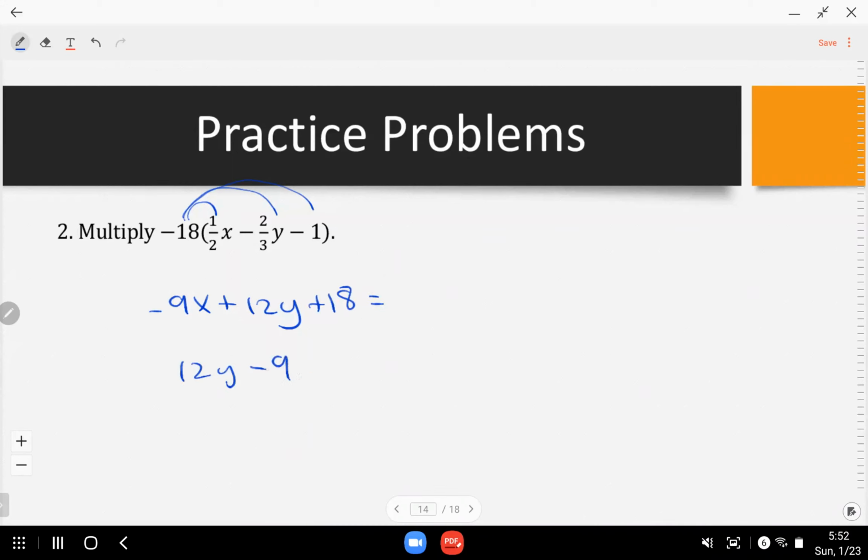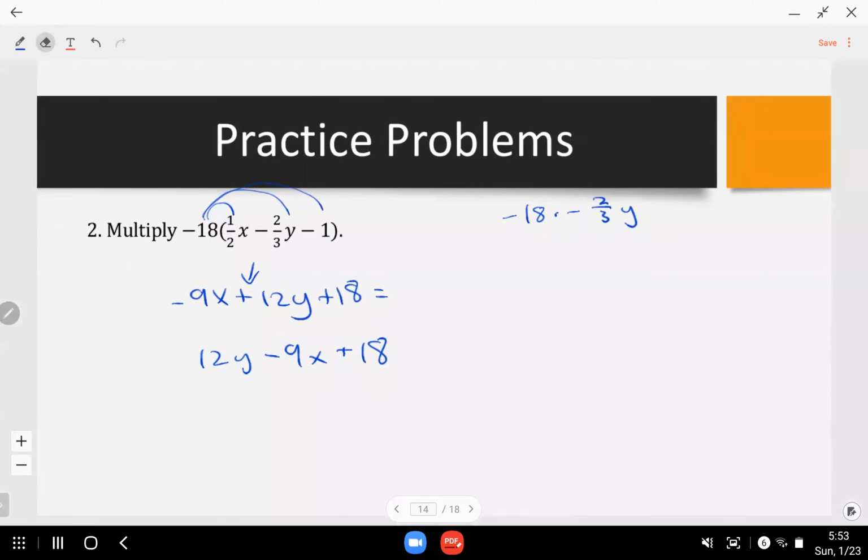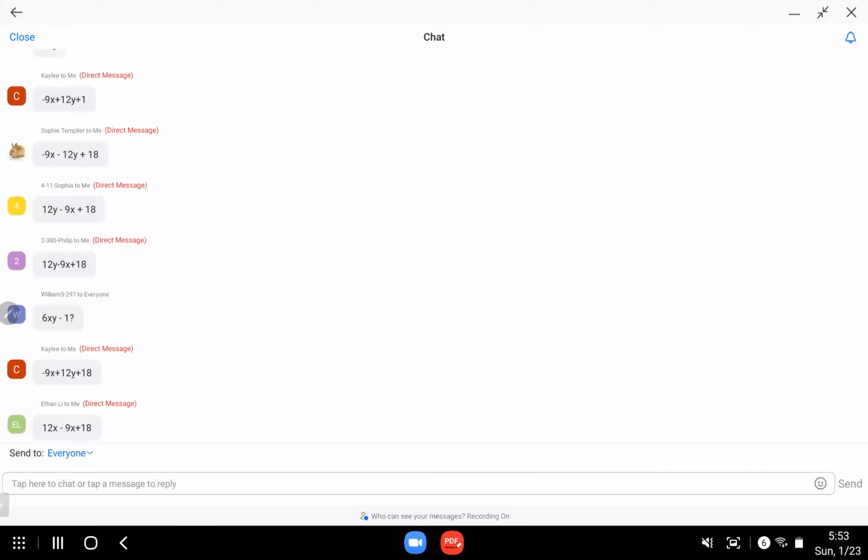Shouldn't the plus in the middle be a minus? Which one? This one? The -9, yeah, that one. All right, so why is this a positive? Well, basically, what we're doing here is we're going to multiply -18 times negative 2/3 times y. And if you multiply two negative numbers together, basically these negative signs cancel out. Yeah, so do you understand now? Yeah. All right, very good.